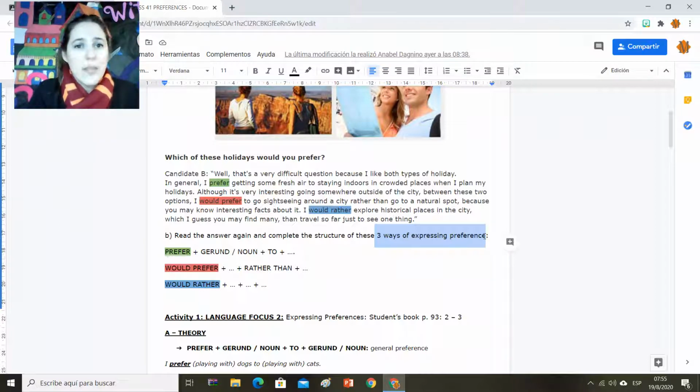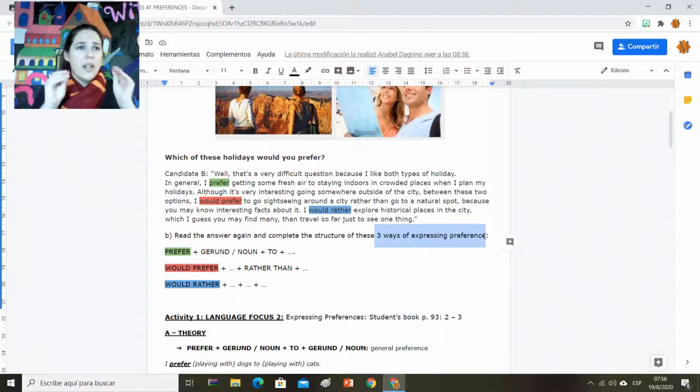around the city rather than go to a natural spot because you may know interesting facts about it. I would rather explore historical places in the city, which I guess you may find many, than travel so far just to see one thing.